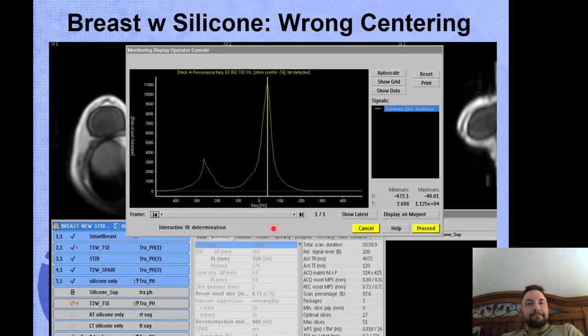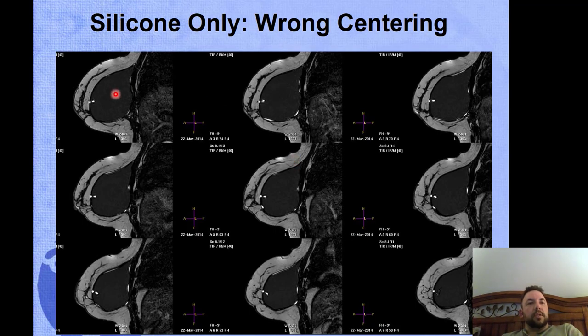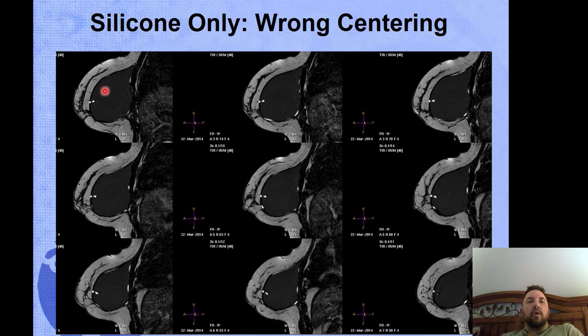What happens if you center on the wrong peaks? What happens if the technologist who works on Siemens all week long comes to our place on the weekend and centers on the wrong peak because he's been working on Siemens all week? Silicone suppression is not suppressed signal obviously. Silicone only is not bright signal, where you expect to see bright signal from silicone. So those are the wrong signal intensities when we centered on the wrong peaks.